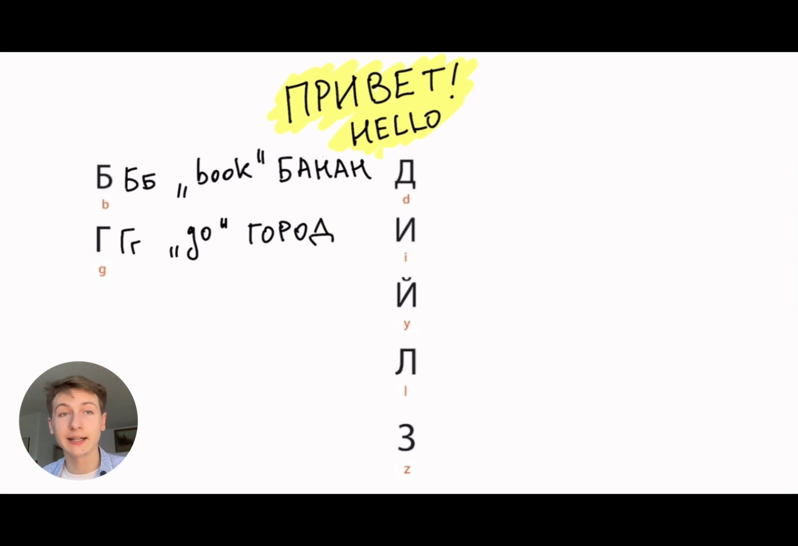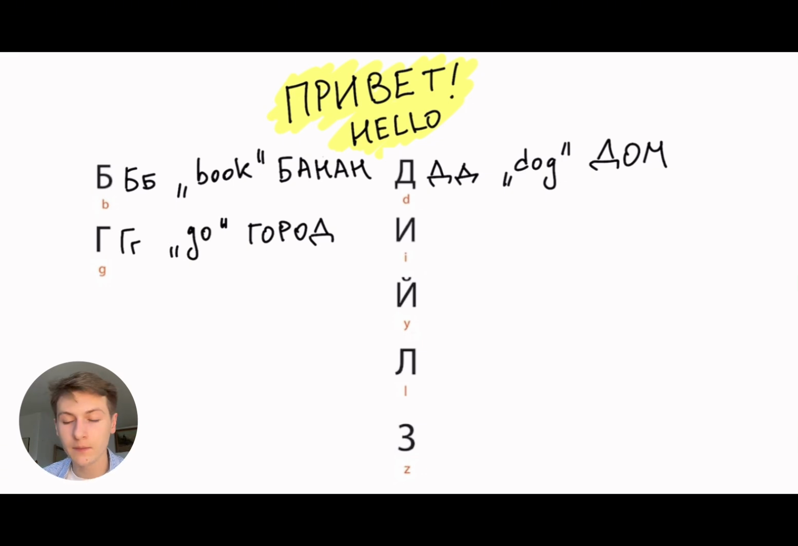Next one will be D. Sounds like D in a dog. D, dog. Russian example could be the word dom, dom, which means a house. D, dog, dom.